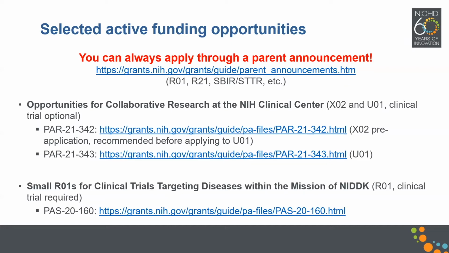But before I dive into some of those specialized opportunities, I want to take a moment to say that you can always apply through one of our parent announcements. And this is how any project is able to come into NIH. Any kind of new idea that doesn't really have a great fit in a specialized funding opportunity can always come in through a parent announcement. And the link at the top of this slide gives you a list of all of the current parent announcements for our various activity codes, things like the R01, R21, small business grants, and so on.